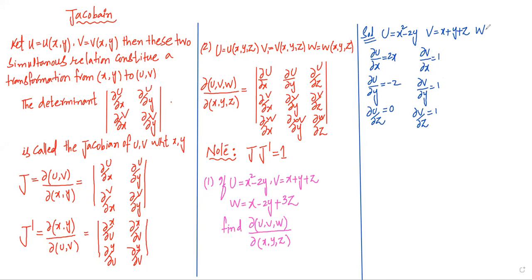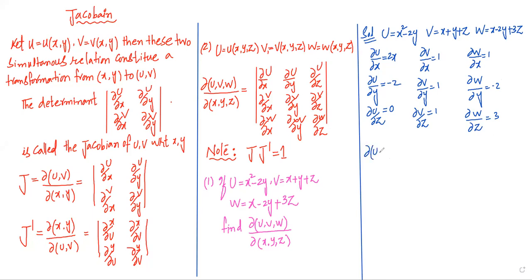Now w is equal to x minus 2y plus 3z. w with respect to x, 1. w with respect to y, minus 2. w with respect to z, 3. Got all the values? Yes. We start moving to the next step.